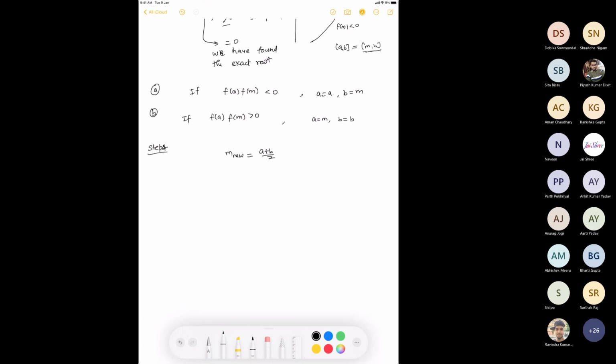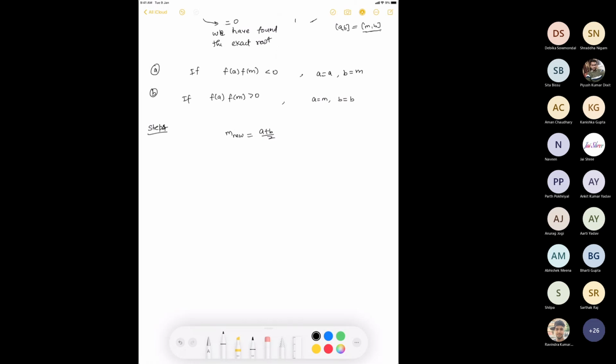Okay. And simultaneously, we will compute the error also. So I'm just going to use the relative error. So M new minus M divided by M new. And let's call it as error. So I'm just denoting it by ER.